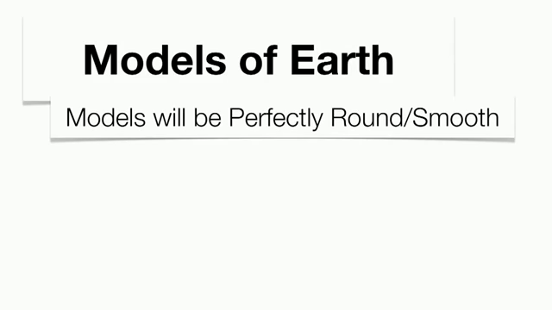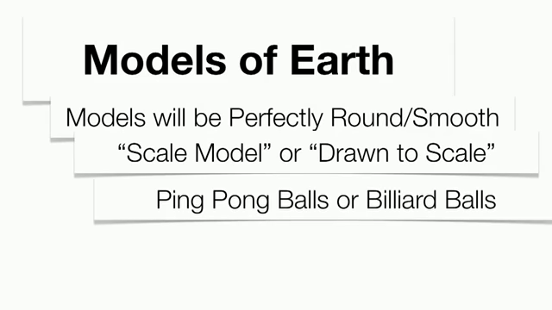A good model is going to be a scale model, or something that's drawn to scale. A good example of that would be a ping pong ball or a billiard ball. They're perfectly round and perfectly smooth.